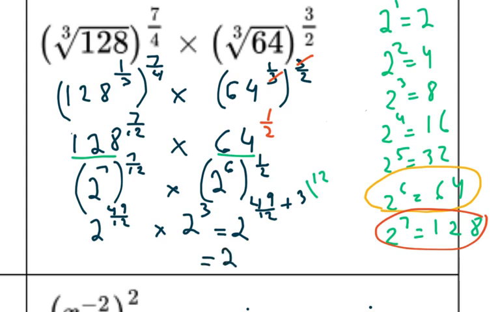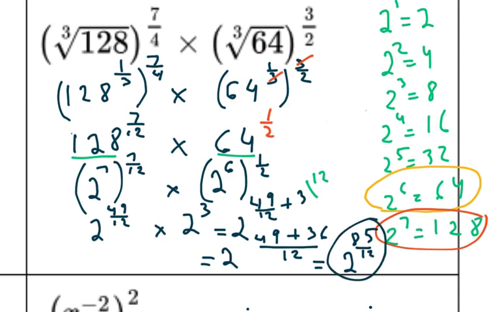So next is 2 to the power 49 over 12, and then I add 3 times 12 is 36. Therefore, exponent comes out to be 49 add 36 is 85 over 12. My final answer with not such a nice exponent.